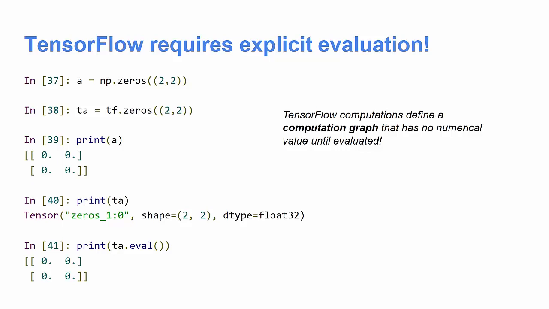TensorFlow requires explicit evaluation. If we have a NumPy array of 2 by 2 with all zeros, in TensorFlow we can have a similar matrix of 2, 2 with all zeros. If we do print a in NumPy, it will simply show the matrix, but if we do print ta in TensorFlow, it will not show the matrix, and we have to write print ta.eval() to show the matrix. A TensorFlow computation defines a computation graph that has no numerical value until evaluated.